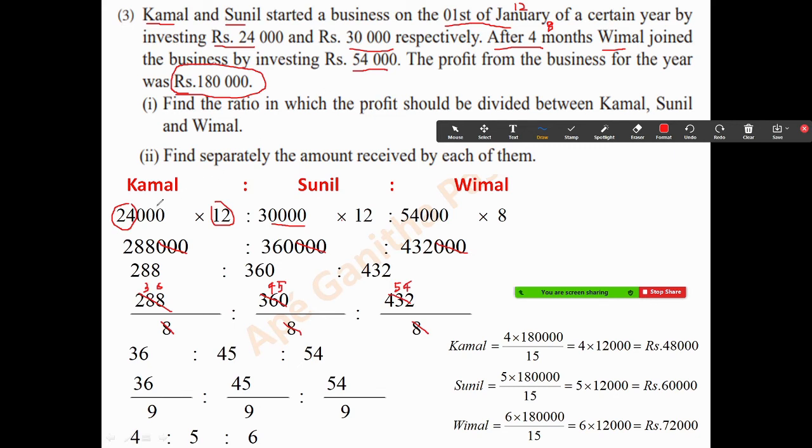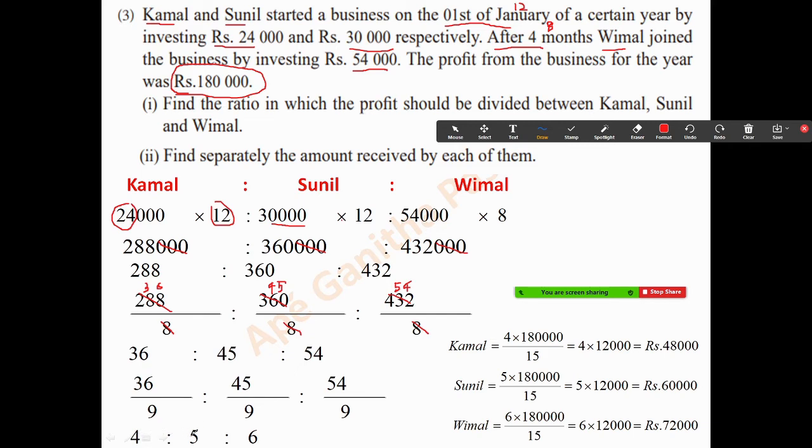We take the investment and get the product of investment and period of investment, and by simplifying that we get a ratio. According to this ratio, this profit should be divided. We don't divide equally. According to this ratio, we divide this 180,000 into how many parts?